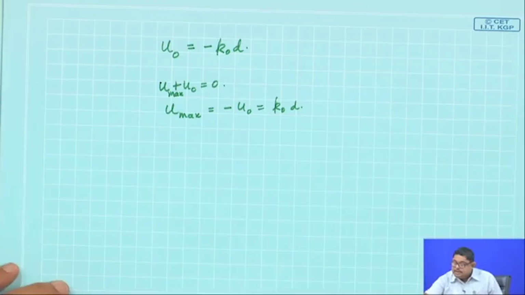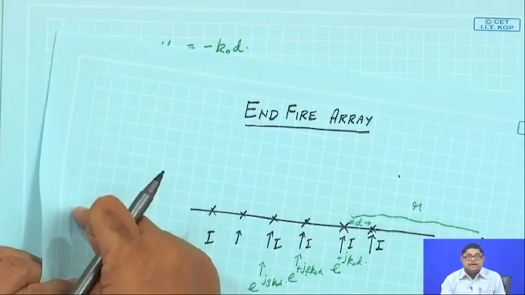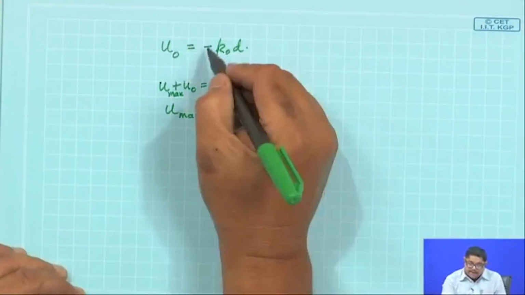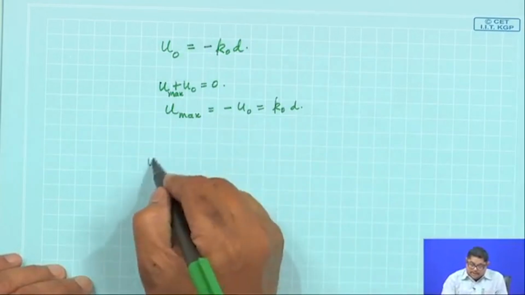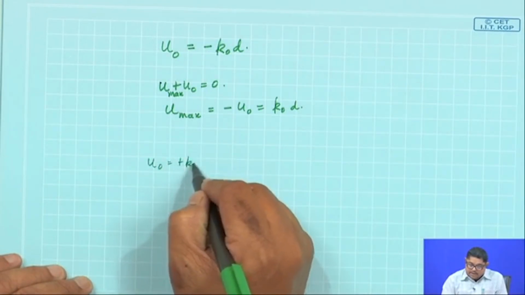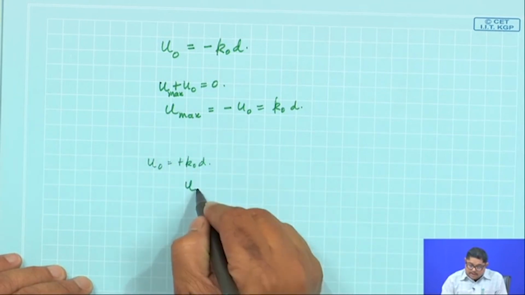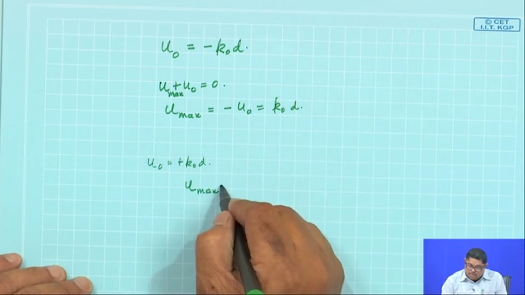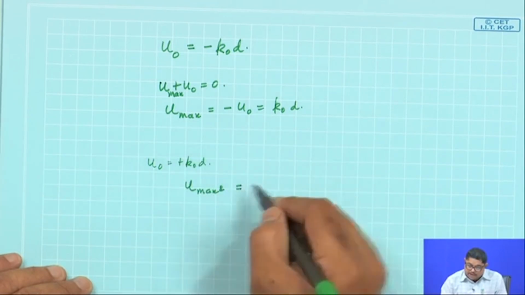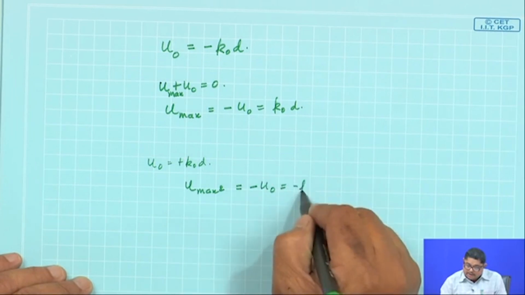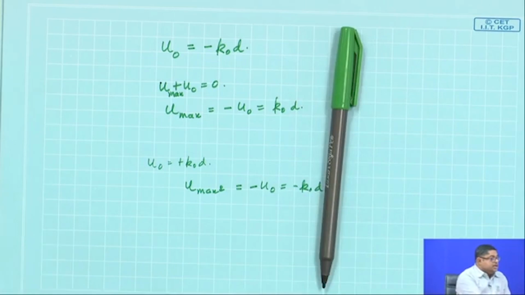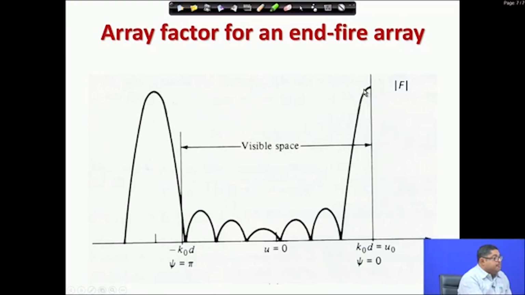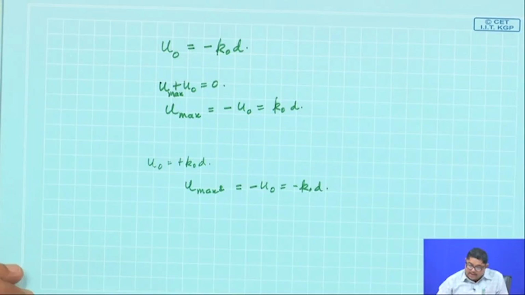Now, if I want it in the opposite direction, I will have to just change it. If I give u naught as plus k naught d, then this u max, or you can say u max 2, the second one, will be at minus u naught, and that is minus k naught d. So, that means instead of this diagram, half of the main lobe peak will be here at that end. This is the Endfire array concept.